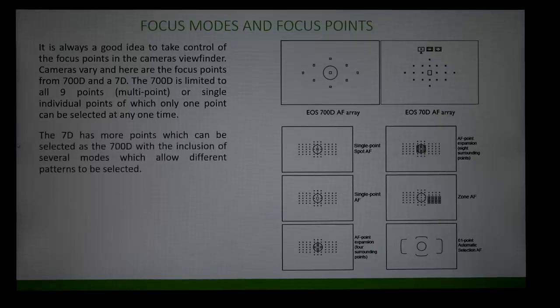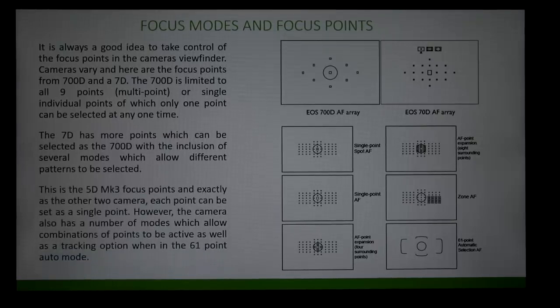The 700D is limited to 9 points, multi-point, or single individual points, of which only one point can be selected at any one time. The 7D has more points which can be selected than the 700D, with the inclusion of several modes which allow different patterns to be selected.